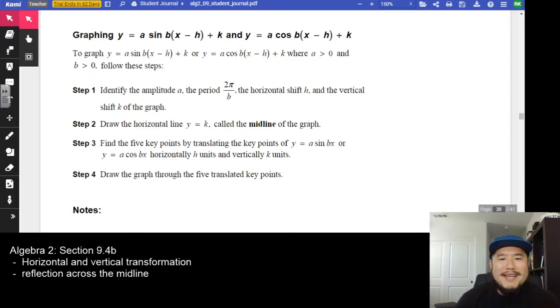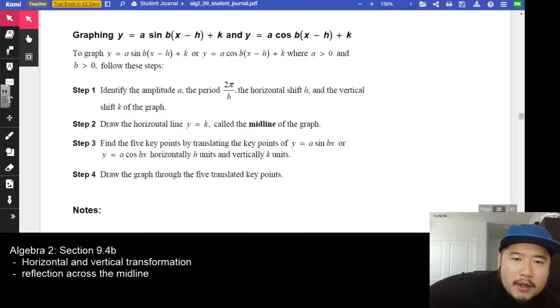All right, here we go. We're going to take a look at 9.4b. There's two things that we're going to cover right here in 9.4b. The first one is horizontal and vertical transformation, and then the second thing is reflection across the midline.